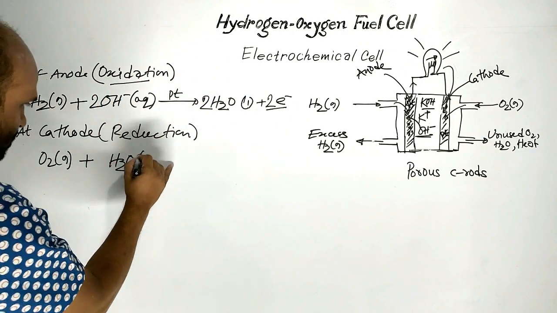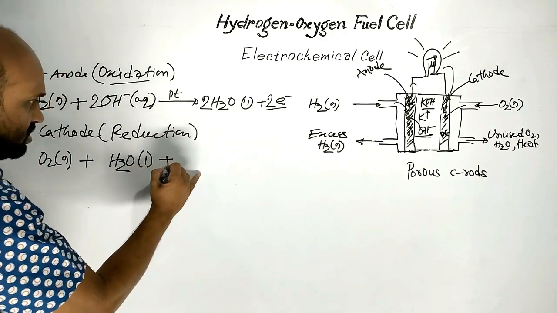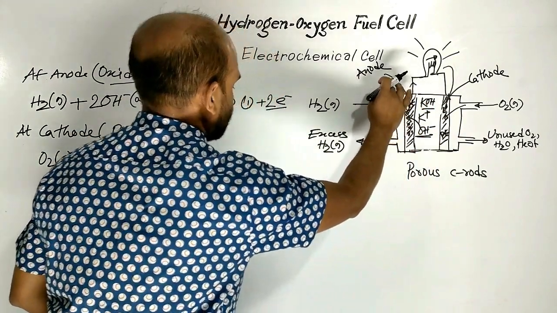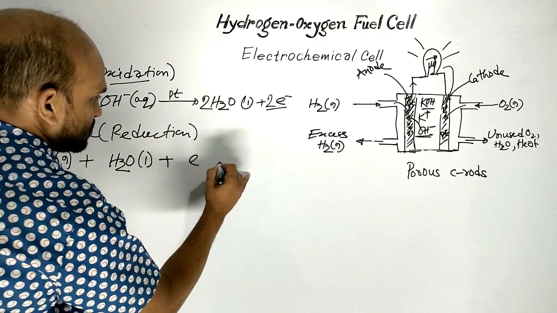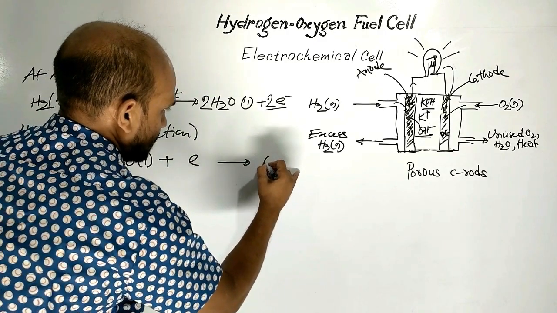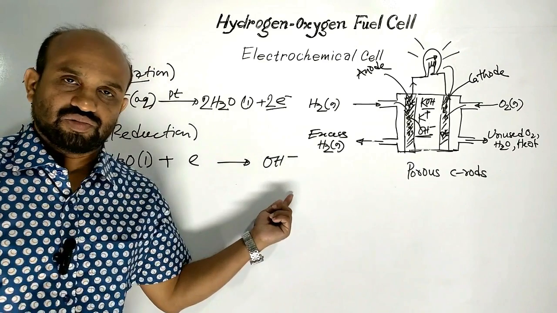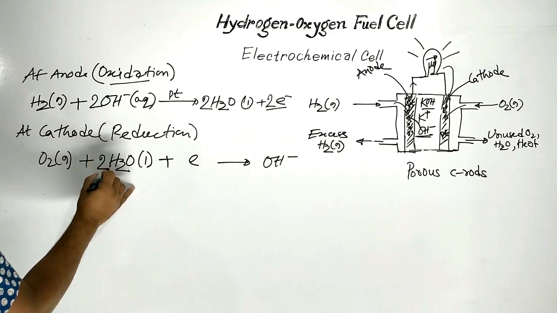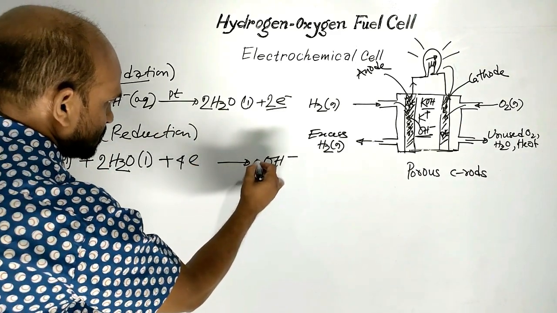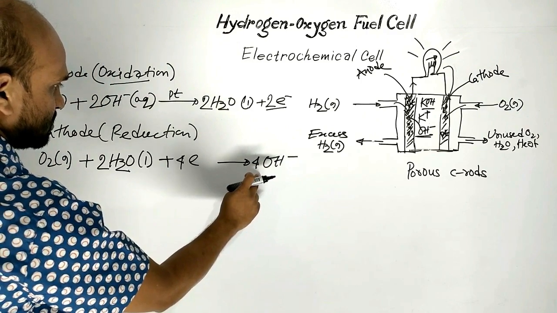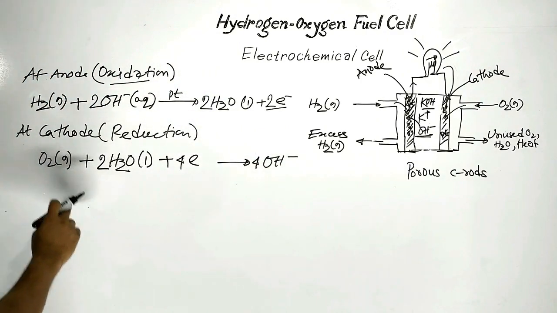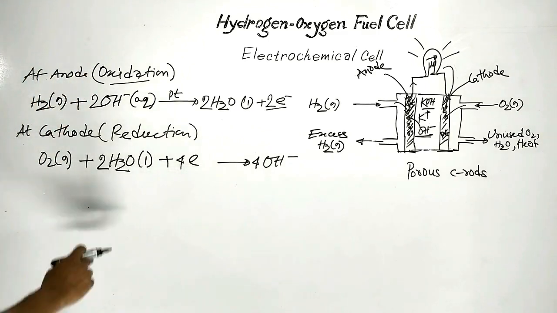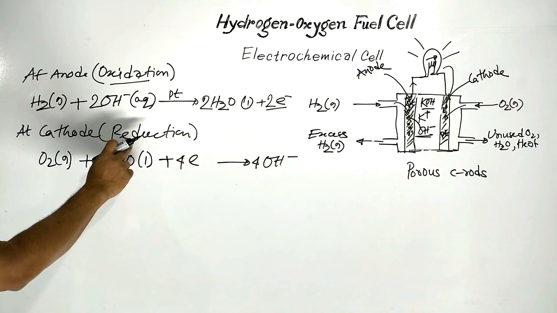Now, oxygen reacts with water and receives electrons that came from anode. Here electrons, and as a result hydroxide ions are formed. Let us balance the reaction. Here too, 4 electrons, 4 hydroxide ions. At cathode, accepting electrons occurs. That is why this reaction is a kind of reduction reaction.